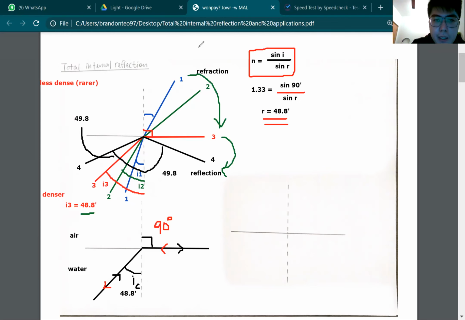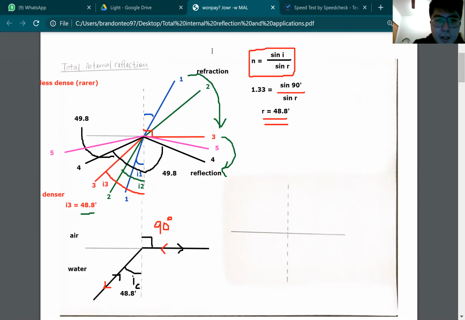If I keep increasing, the last ray I draw here, let's call it ray number 5. Ray number 5, this pink color ray. Now again, this is also total internal reflection, right? It will be reflected back, and this is ray number 5, between 3 and 4.